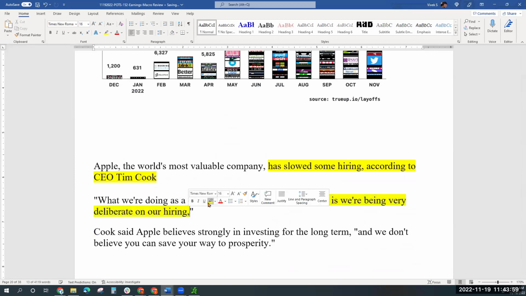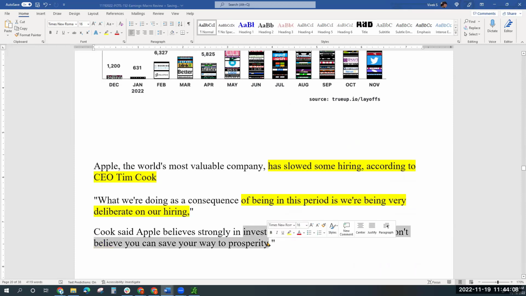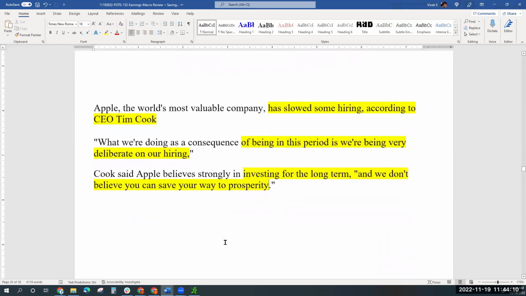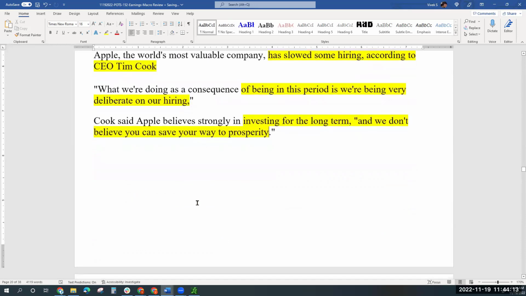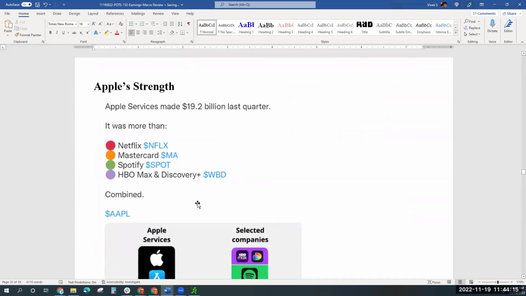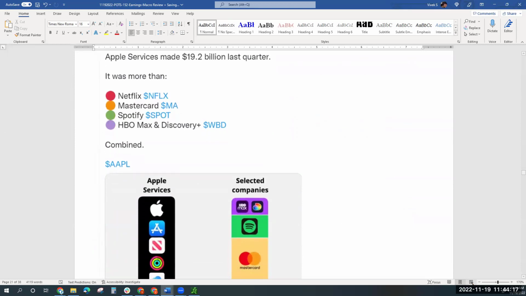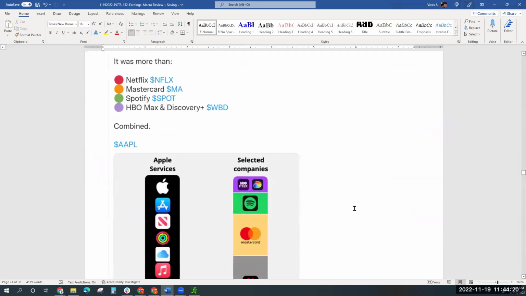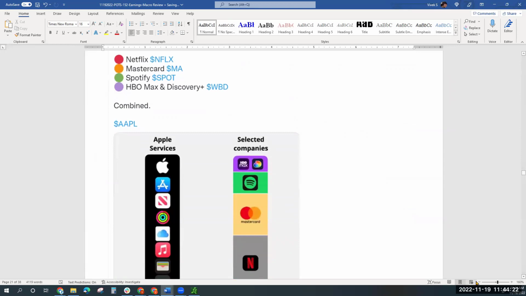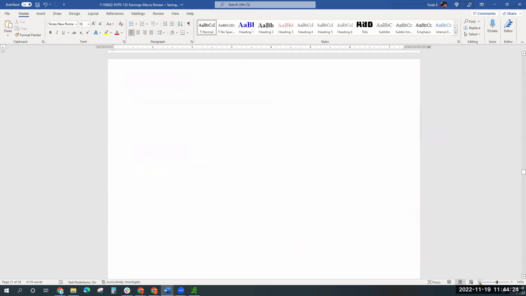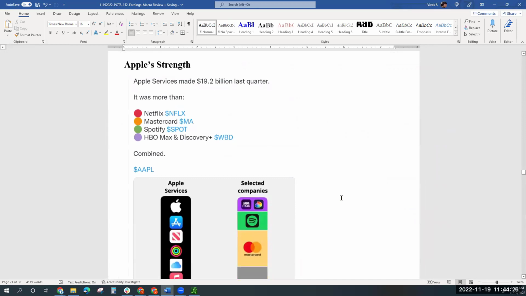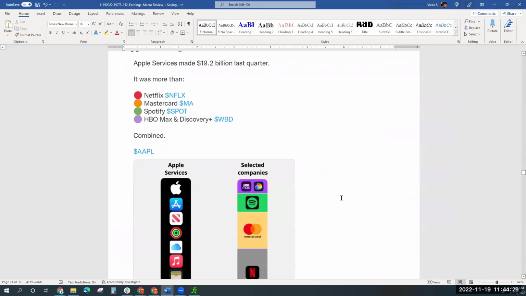Apple is still hiring, but being very deliberate, because Tim Cook says he strongly believes that you have to invest for long-term growth. You can't save your way to prosperity. Your only way to prosperity is to invest. And this one chart shows why Apple is such a strong company when it comes to the business. I know the stock is probably lower than its all-time high, but from a business perspective, it's still a great business.